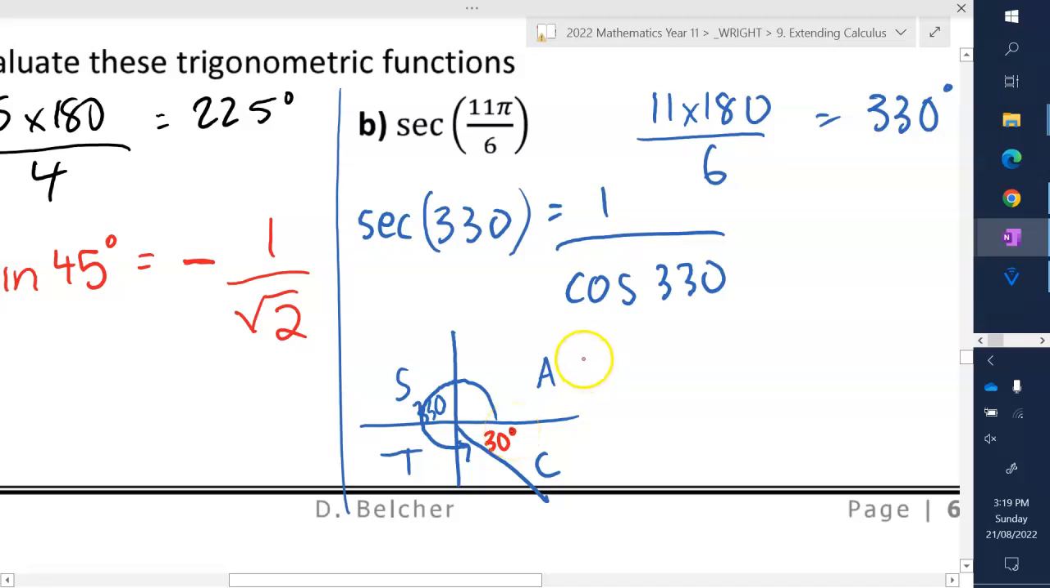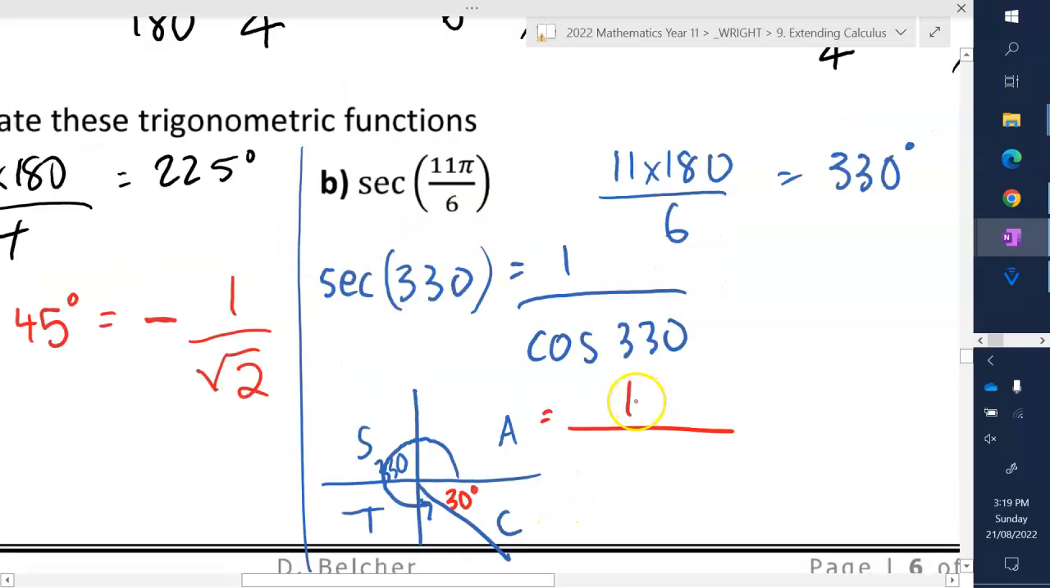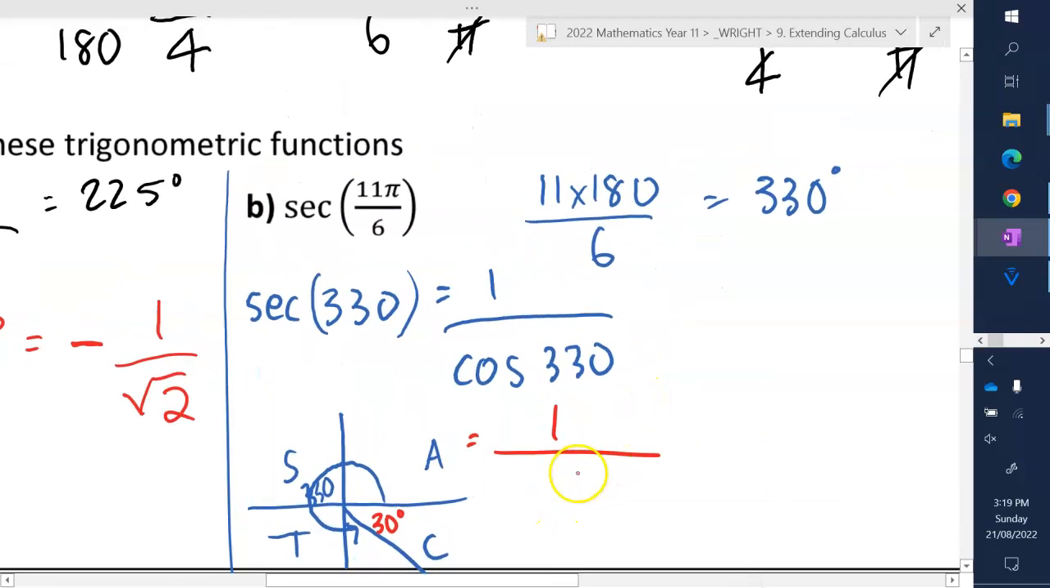Now, in this fourth quadrant, we've still got 1 over, and I want cos of 330. In that fourth quadrant, cos is positive. That's excellent. So our answer is going to be positive, but it's positive cos of 30 degrees.